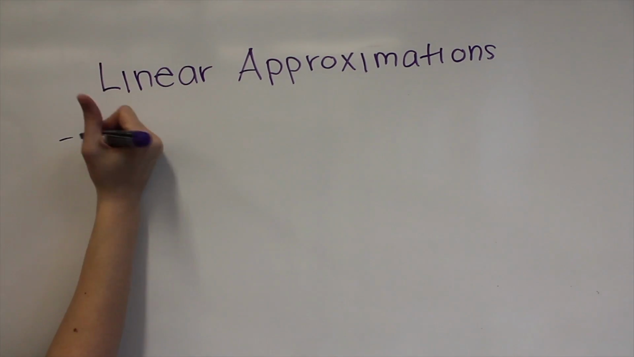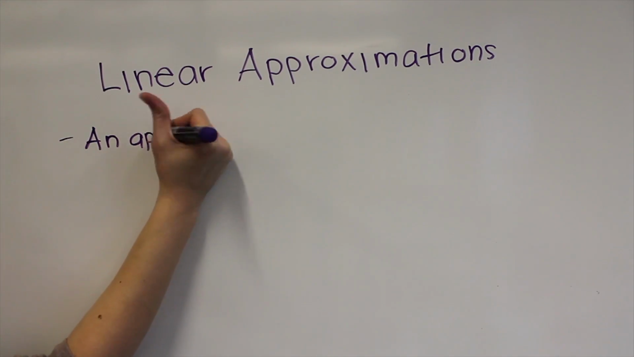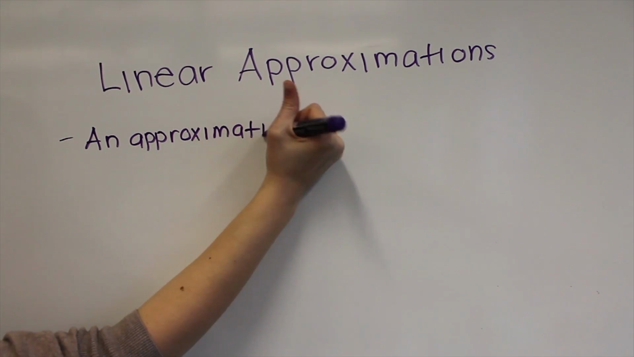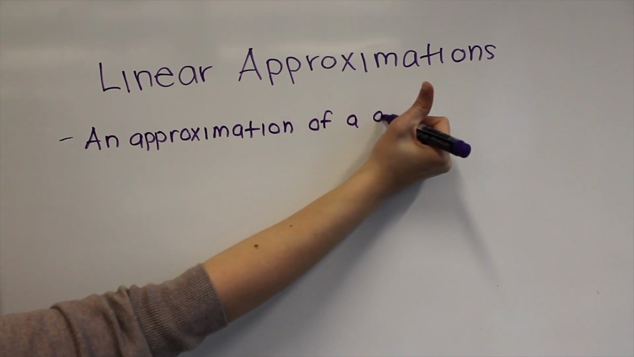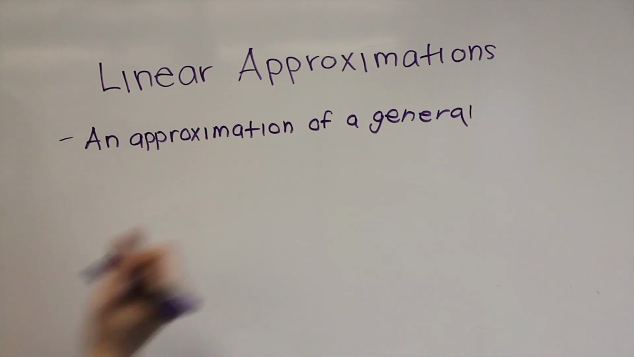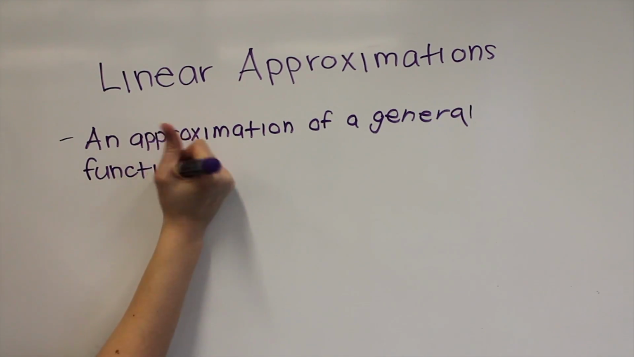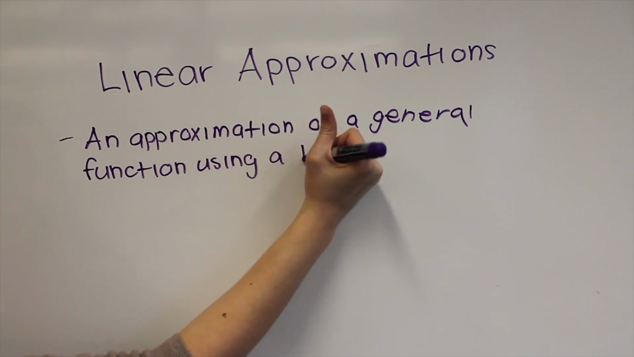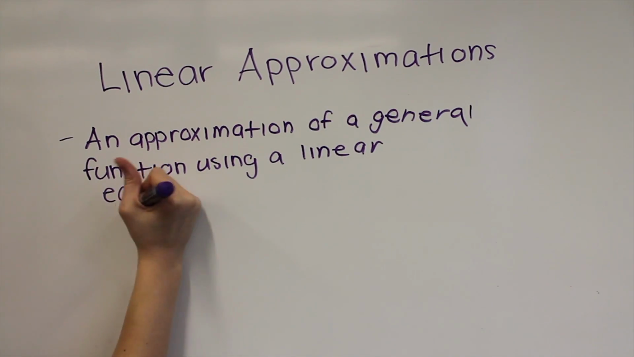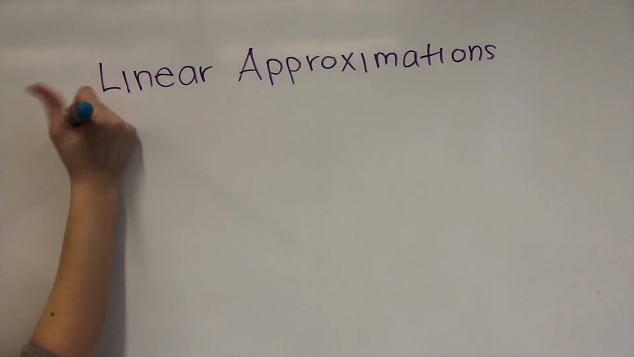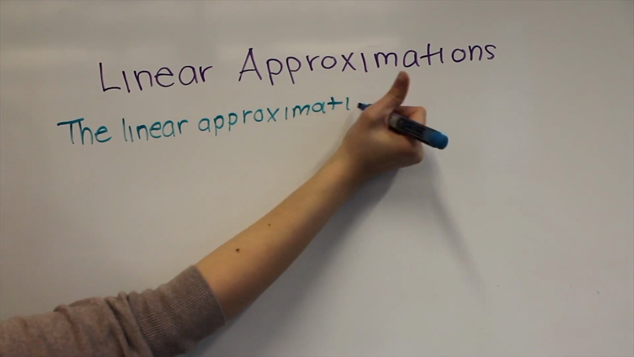A linear approximation is an approximation of a general function using a linear equation. It uses the tangent line as an approximation of the curve near the point where the tangent line touches the curve. Therefore, the closer it is to the point, the more accurate the value is going to be. This is used to find the value at a point on the function that would normally be difficult to calculate.